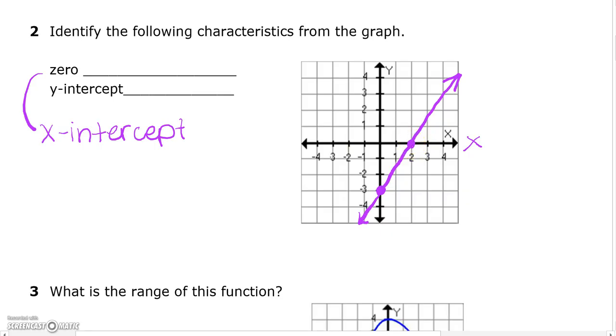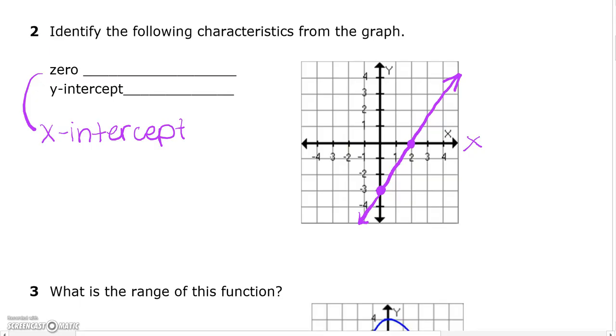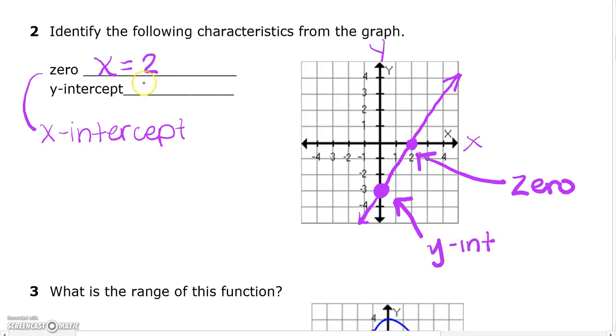So it crosses the x-axis right there. So that's our 0. So that's at 2. So when you write a 0, you put x equals and then the number 2. And then the y-intercept is where it crosses the y-axis. So that would be this dot right here. And remember to write your answer as a coordinate.